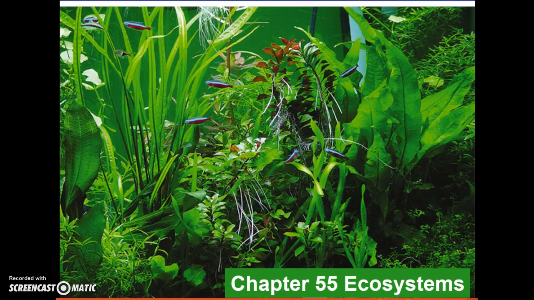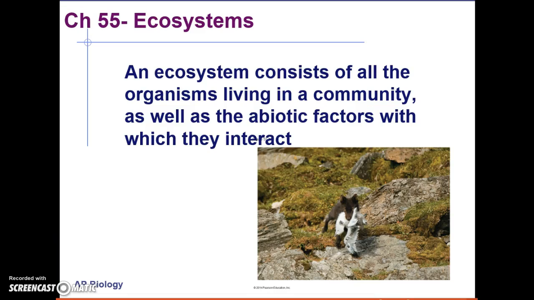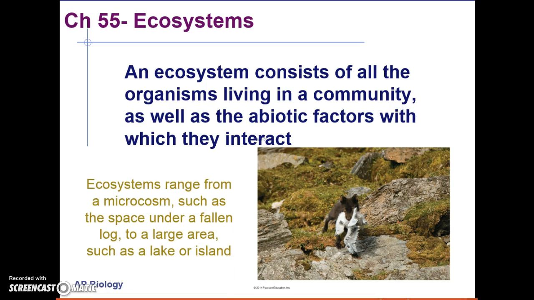So we're beginning part 1 of Chapter 55's lecture on ecosystems. An ecosystem is going to consist not only of all the organisms that live together in a community, but also the abiotic factors that they interact with. So ecosystems can range in size from a microcosm like the space under a fallen log to a larger area like an entire lake or an entire island.